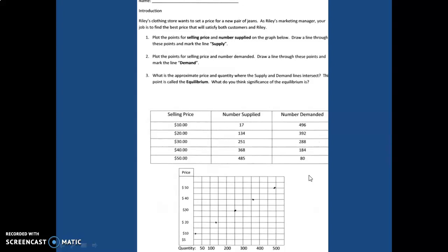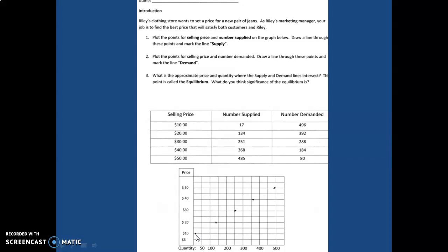Now, your first task asks you to plot on the graph, basically the middle column, how many jeans will be supplied by Riley at each pricing point. So if he should price the jeans here at $10, he's only going to supply 17 pairs of jeans, and there's no place on the graph that is labeled 17, so you're just going to estimate about where 17 would be on that graph, and I've done so here with this dot.